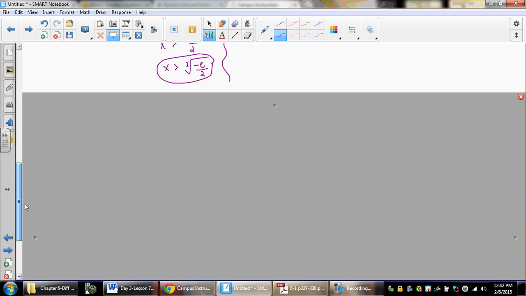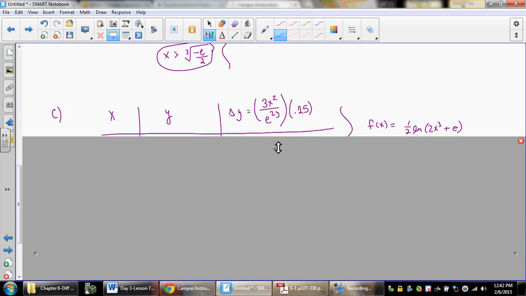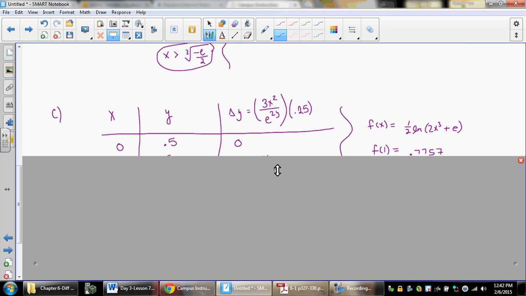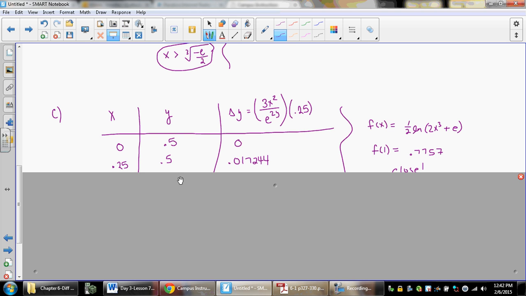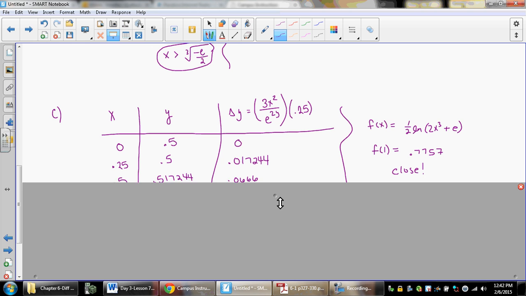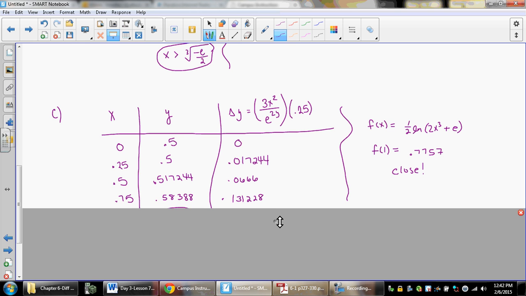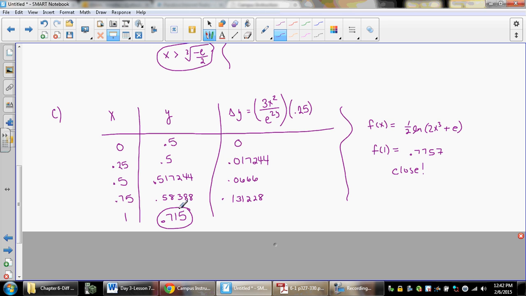C is Euler's method. So when we set up Euler's method, you have x, you have y, you have delta y is dy dx times delta x. So in the first row, I have the initial point of 0, 1/2. I plugged it into this expression and got 0. So you add 0 to 0.5, you add 0.25 to x, and you get this row. Plug 0.25 and 0.5 into here, you get that, and so on, and so on, and so on. Your final answer should have been 0.715.